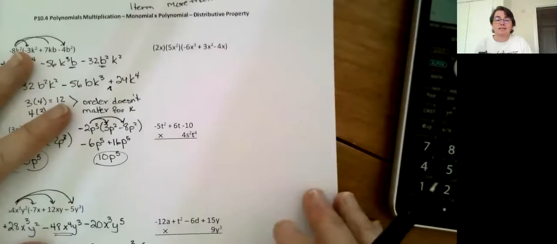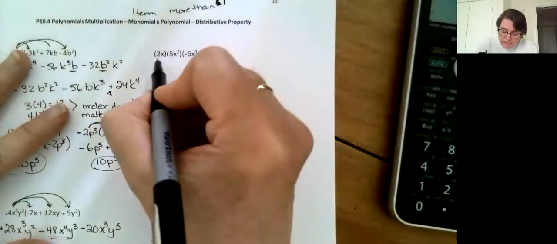Trying to make myself feel better here. Let's go back up here. These look better. All right. Oh, this is nice. Here we go.